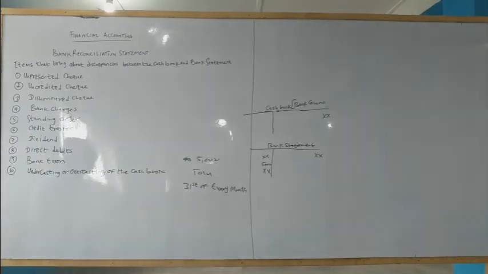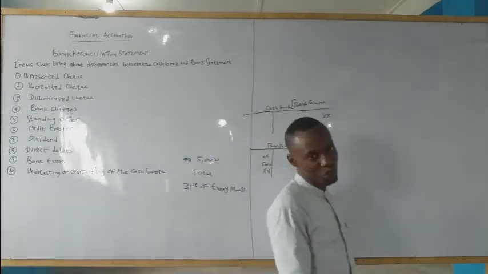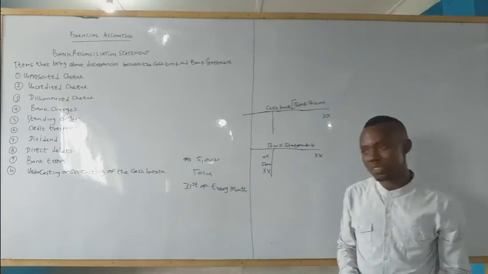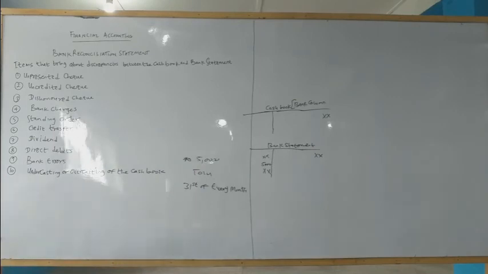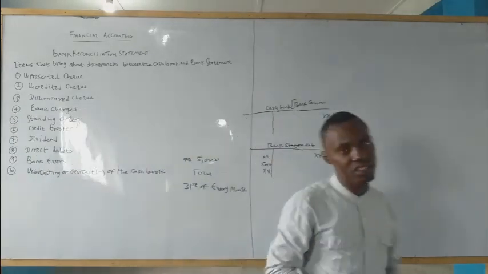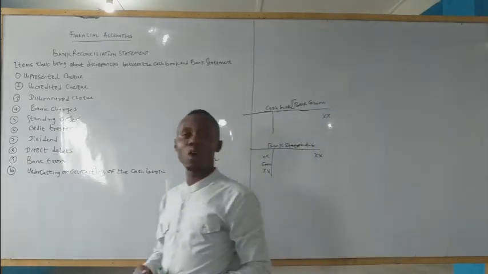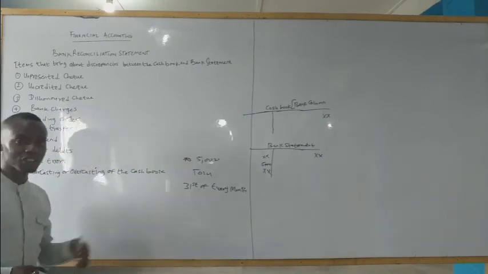Then our bank errors. Yes, the bank is liable to error. Nobody is above mistake. Our bank can also make errors. Error of what? Error of commission. So what type of error does the bank make? Commission, that is mistaking one person for another.